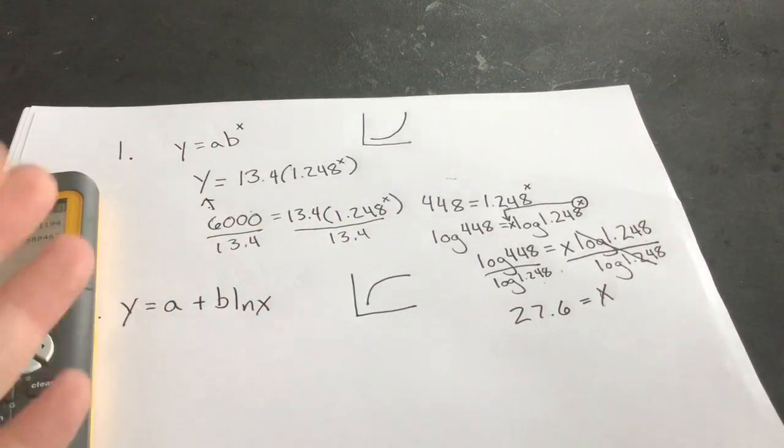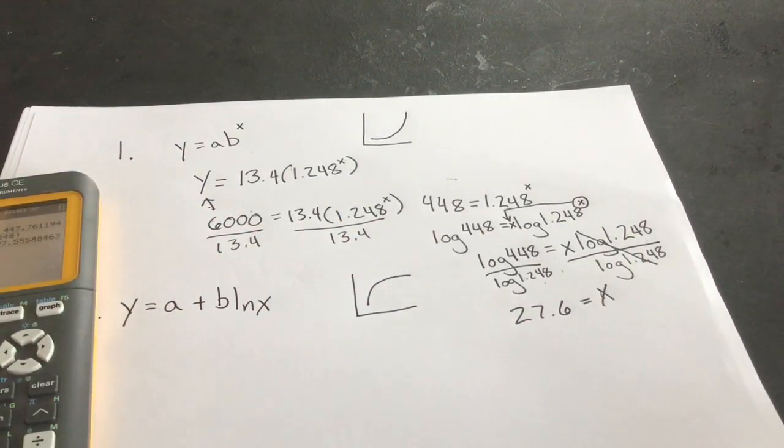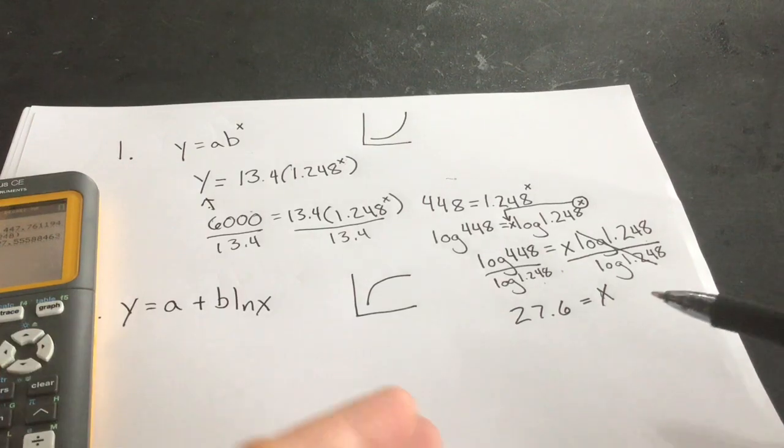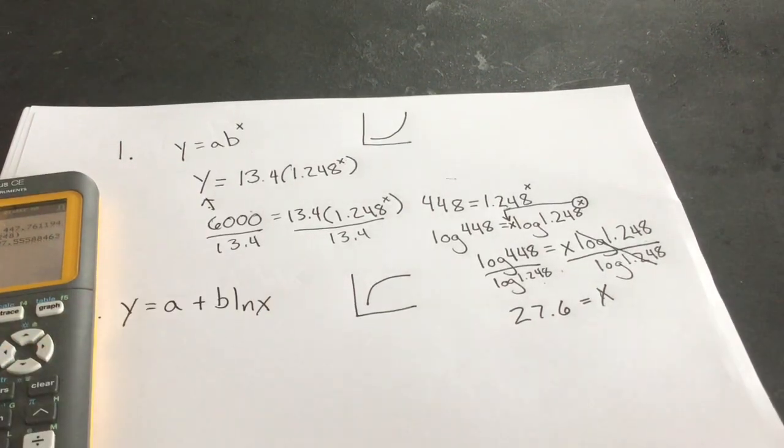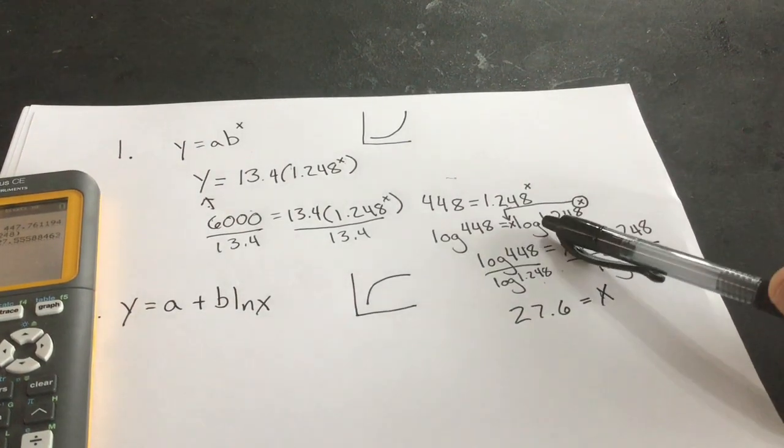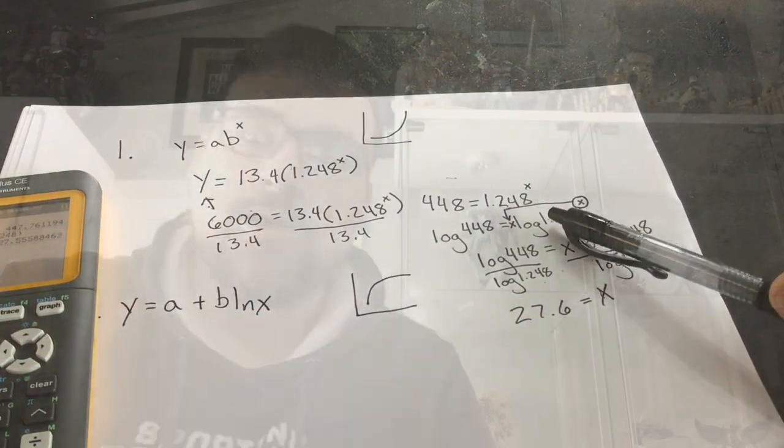And if we had more context of the problem, like what day was day 1 or day 0, we could figure out what day actually is 28 days later. But in this case, we're just looking at how to get that x on its own. So that is the process for solving exponential equations.